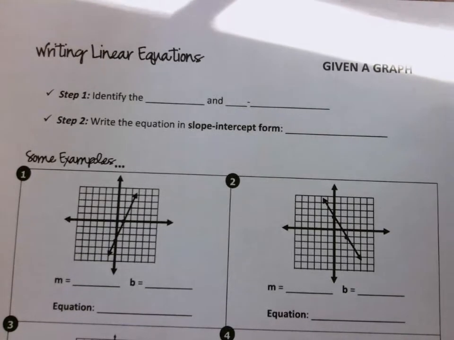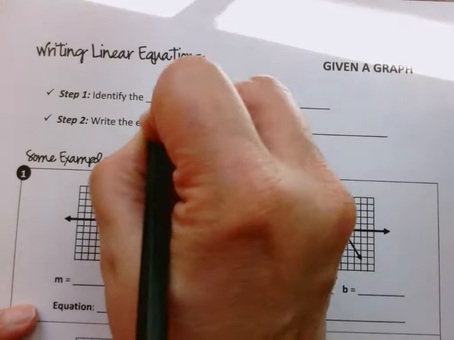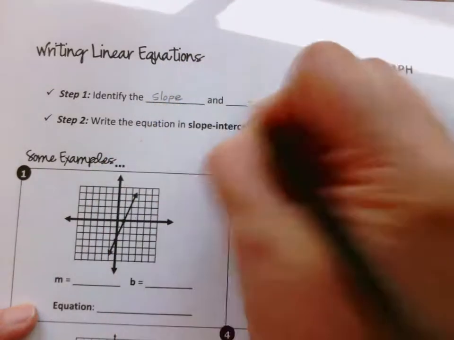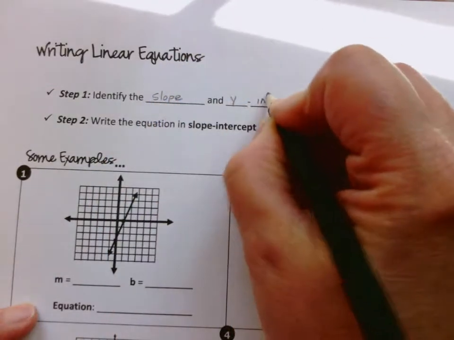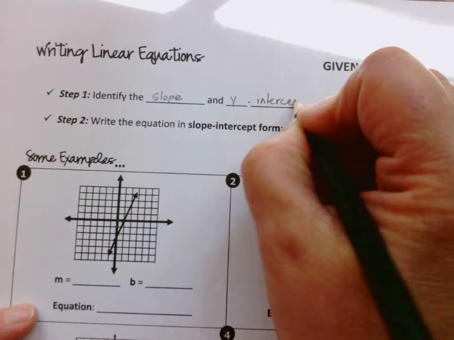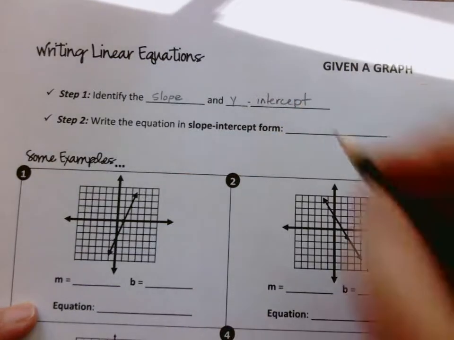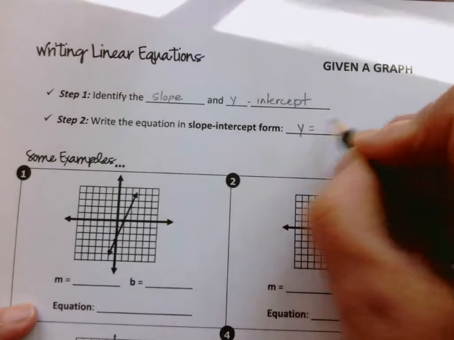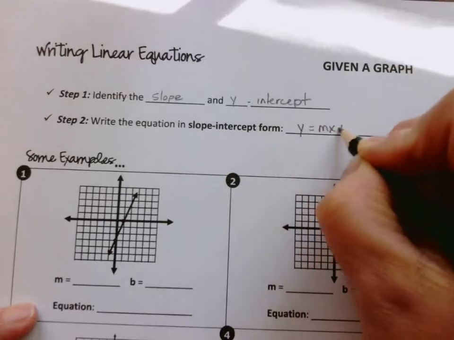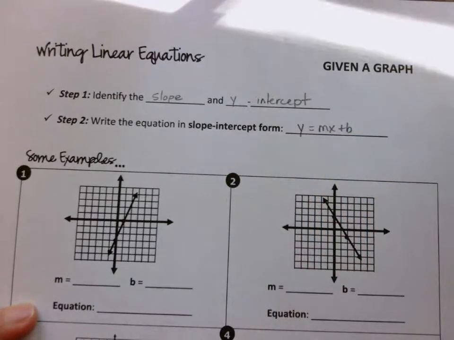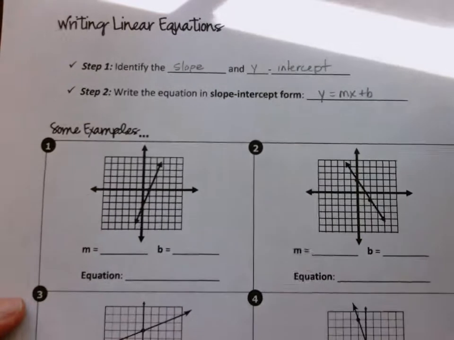So there are two steps that we need to do when we write a linear equation given a graph. We first need to identify the slope and the y-intercept. And then we're going to write the equation in slope-intercept form, which, if you remember, that's y equals mx plus b. So let's try a couple problems together.